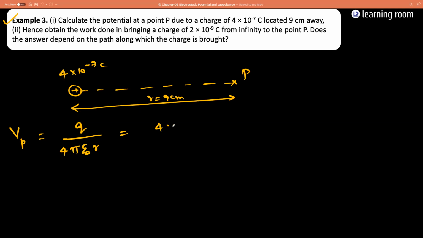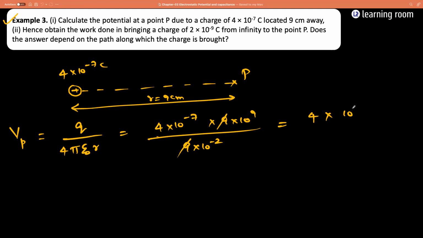So what is the value of Q? It is 4 into 10 power minus 7 into 9 into 10 power 9 divided by R, which is 9 into 10 power minus 2. So 9 and 9 will get cancelled. 4 into 10 power 2 into 10 power 2. So it is going to be 4 into 10 power 4 volt. Am I clear with this point? So basically 40,000 volt.